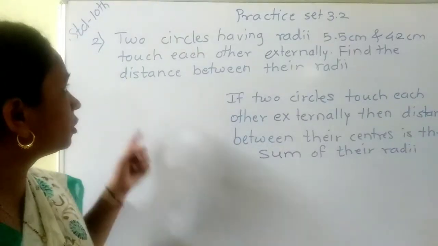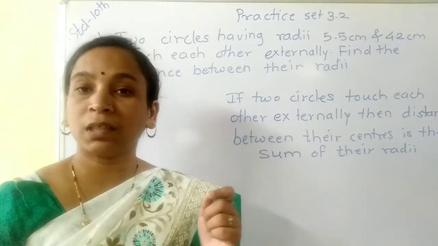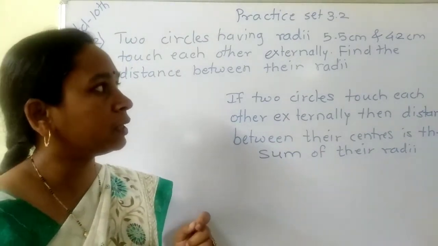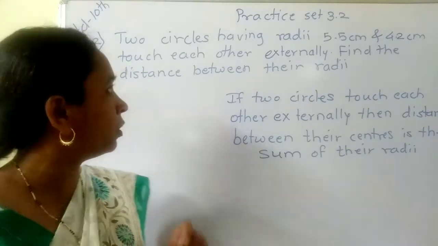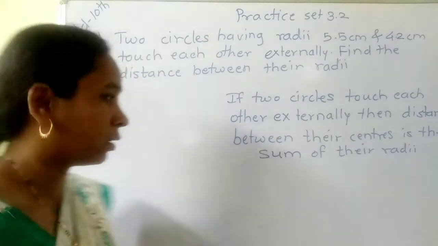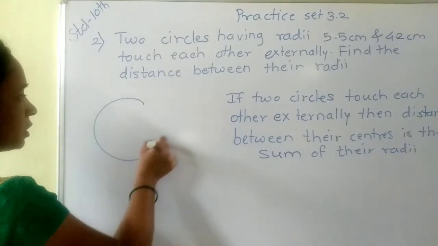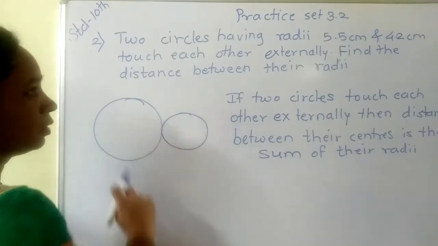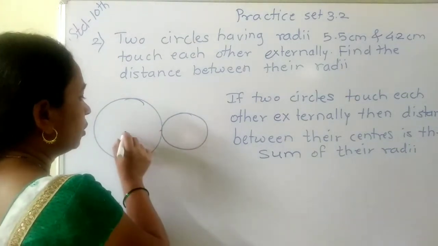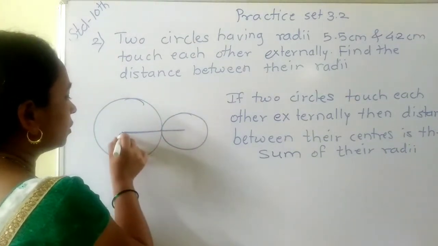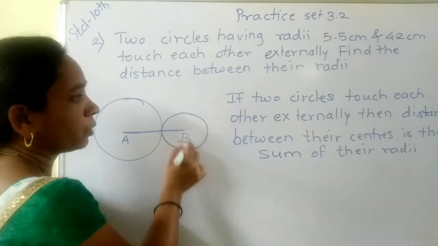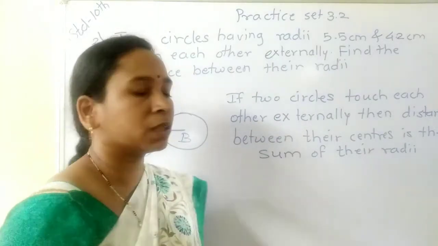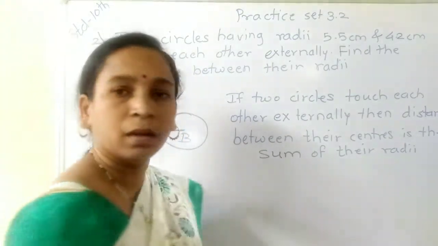Second example, here two circles are given which are touching each other externally. Their radii are R1 is 5.5 and R2 is 4.2, and they touch each other externally. This is one circle, and the other circle touches this circle externally through this point. So what is the distance between their centers? We know the property: if two circles touch each other externally, then the distance between their centers is the sum of their radii.